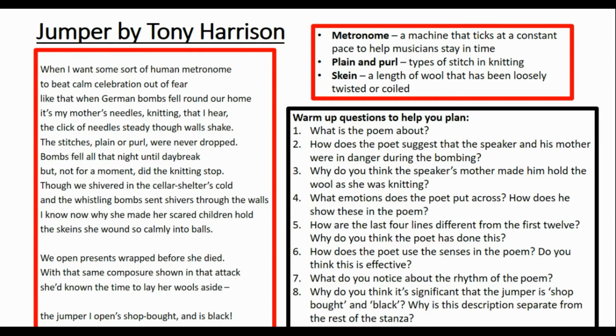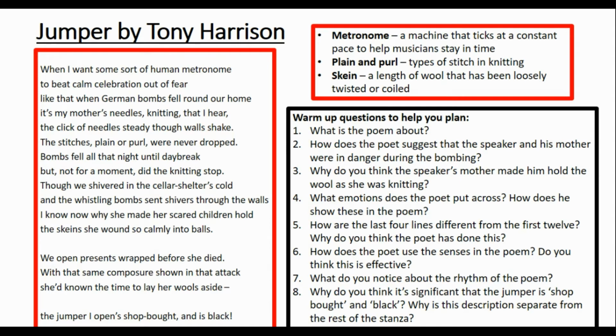Plain and pearl are references to the type of stitches in knitting that you may have seen a relative or a great-grandparent make. Finally, skein is a length of wool that has been loosely twisted or coiled together. So it might be a bit of wool that has been rolled up into a ball, for example.